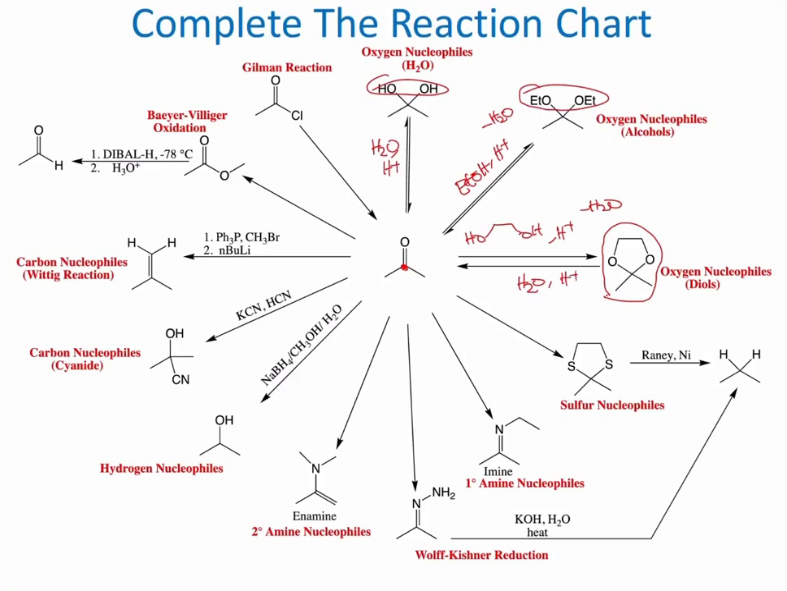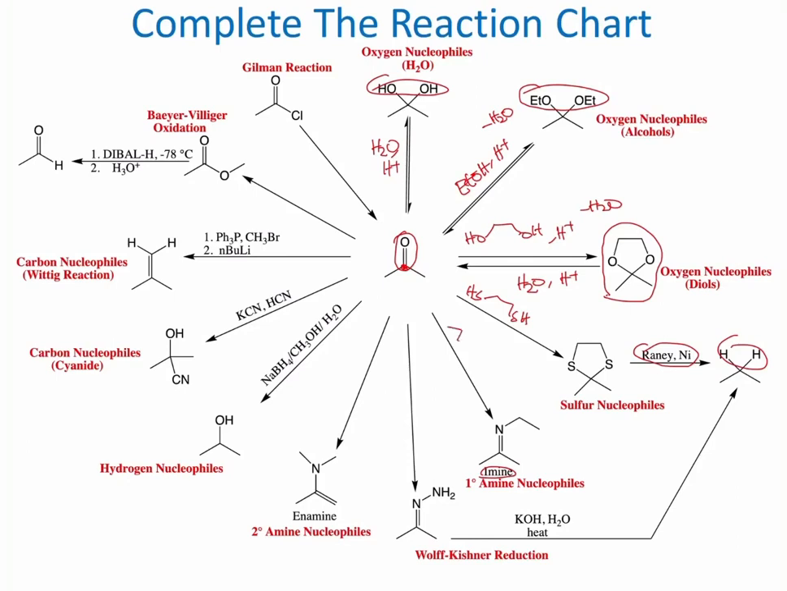The same strategy could be employed to generate cyclic thioacetals, which can help us to transform the carbonyl into an alkane if we do the deprotection using Raney nickel catalyst. We can also generate what is called an imine if we use primary amines.